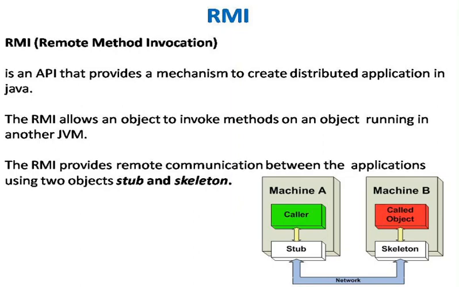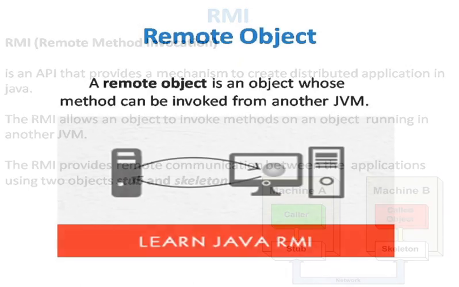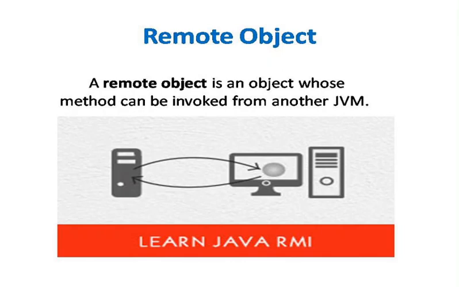This communication between different applications in two different systems mainly uses two objects, that is stub and skeleton. These two words are very important, stub and skeleton. Stub will always be present in the client machine and skeleton will always be present in the server machine. So the remote object is an object whose method can be invoked from another JVM which is present in a remote place.